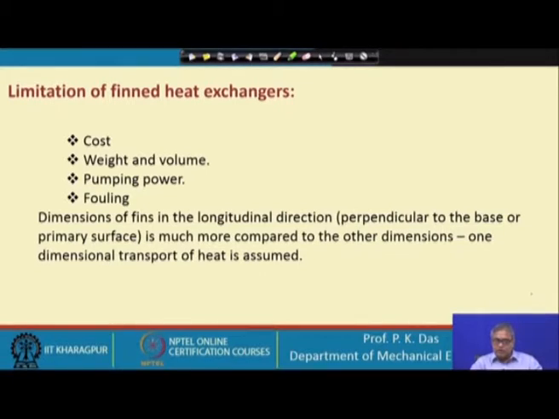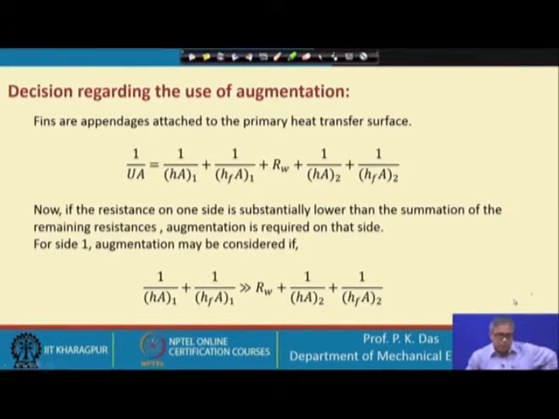The dimension of the fin in the longitudinal direction, that is in a direction normal to the primary surface or base surface, is much more compared to the other dimension. So, in many of the cases in the analysis of fin we can take the assumption of one dimensional heat conduction. This is very important, that in many of the cases our fin analysis is done based on the assumption of one dimensional heat conduction. So, with this background, let us proceed further.